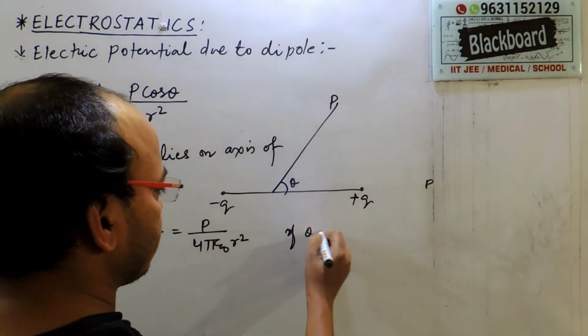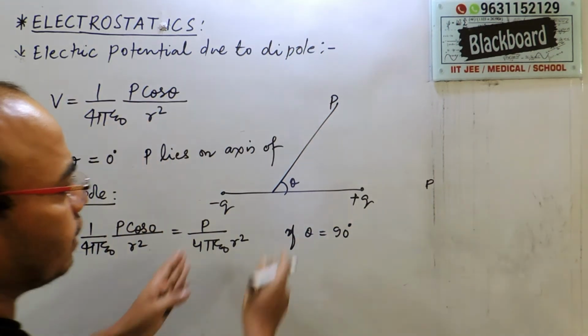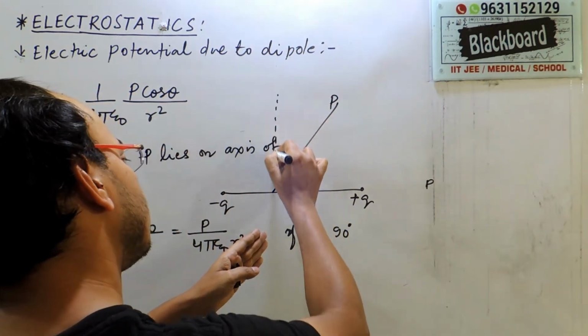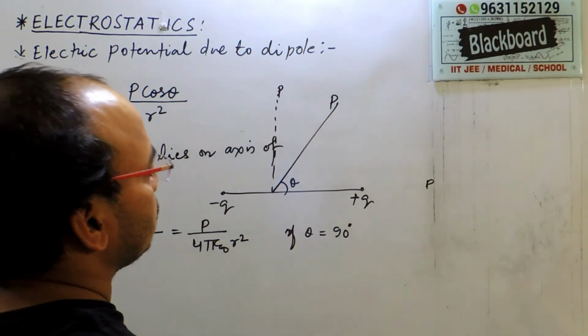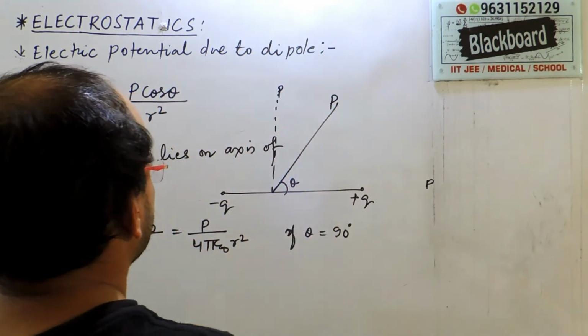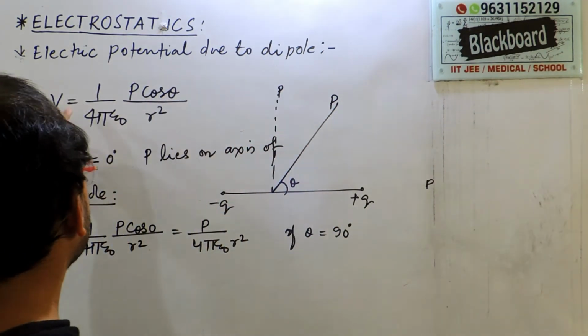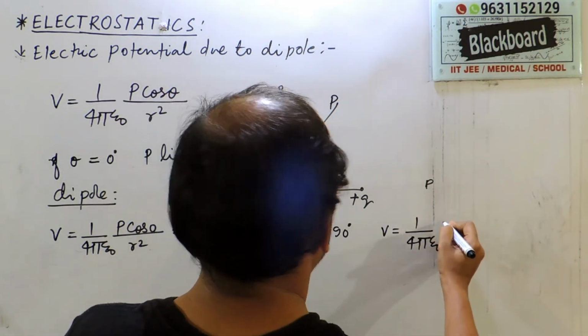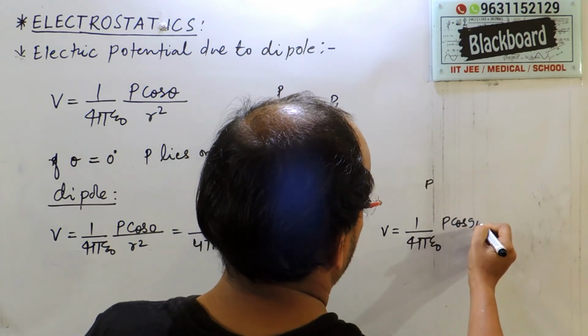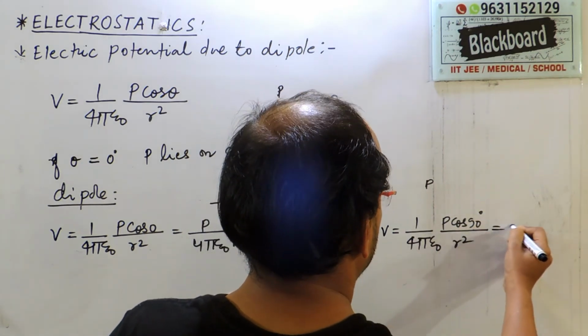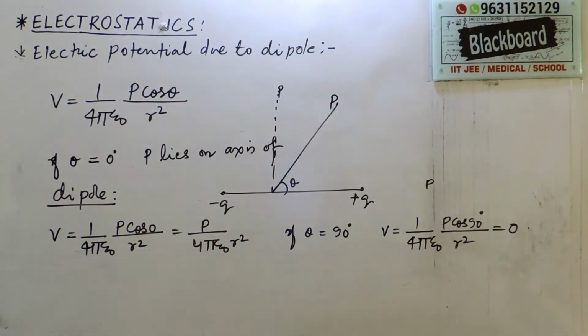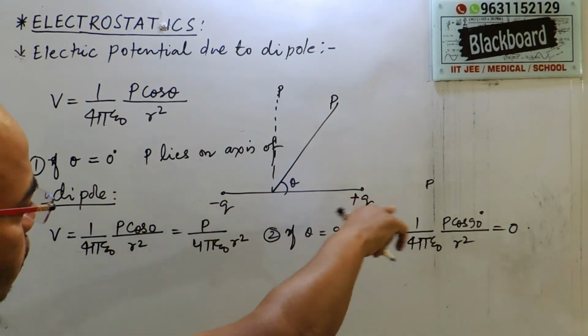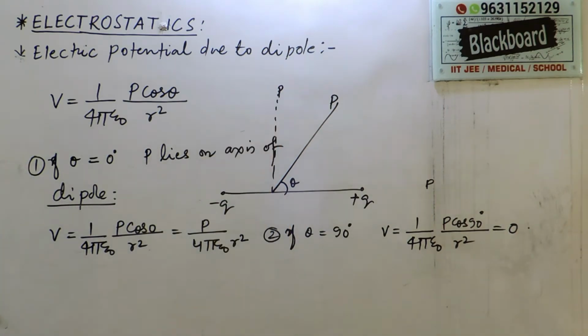If theta is equals to 90 degree, that means this will be the perpendicular bisector. At this point, if theta is 90 degree, then put here V equals 1 by 4 pi epsilon naught, and this is P cos 90. Cos 90 is 0. That means the net potential will be 0. And these are the two special cases of dipole when P lies at 0 degree or 90 degree.